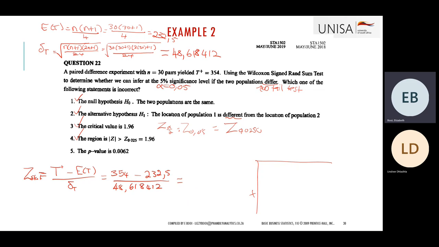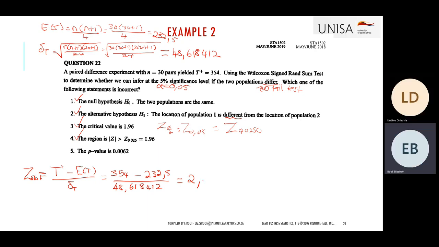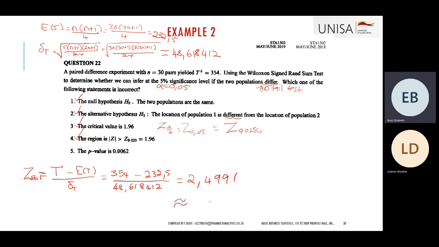So we still need to calculate our Z. So let's calculate our Z value. Our Z is 354 minus 232.5, divided by 48.618412, and the answer we get is 2.4991. We need to keep only two decimals, so we can say it's 2.50.